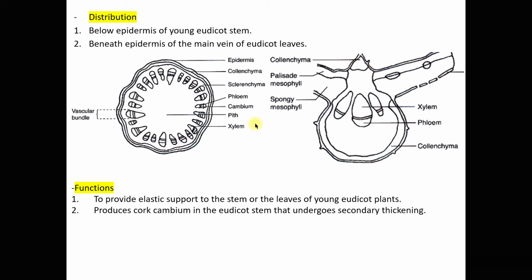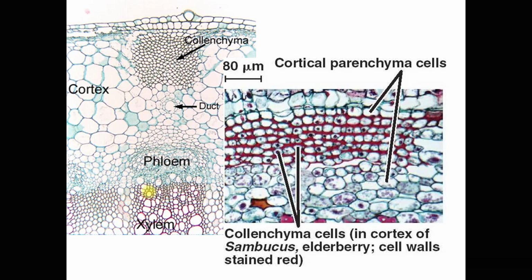And they function to provide elastic support to the stem or the leaves of young eudicot plants, and produce cork cambium in the eudicot stem that undergoes secondary thickening. So that is the function of collenchyma tissues.